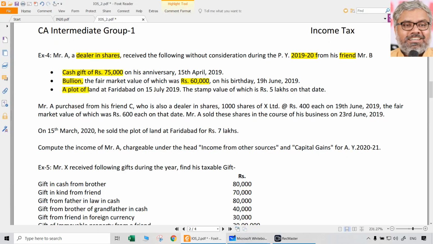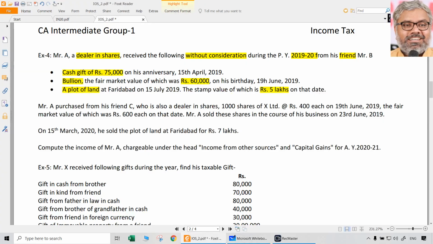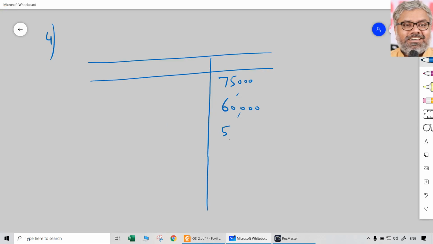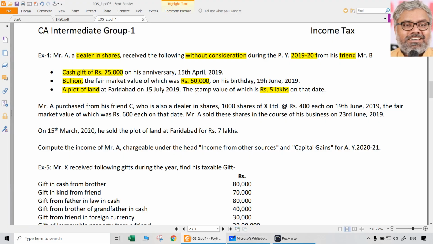Then he received a plot of land at Faridabad. This is immobile property. On 15th July 2019, the stamp value of that was 5 lakhs rupees on that date. And all of these things are without consideration. So there is no inadequacy and all. Even though that property is received without consideration, the entire amount of 5 lakhs becomes taxable, naturally, because that is received from his friend. And what is taxable in case of immobile property received without consideration? Stamp duty value. And since it exceeded 50,000, the entire amount becomes taxable. So those are the 3 things that he received from his friend, and all 3 were taxable.